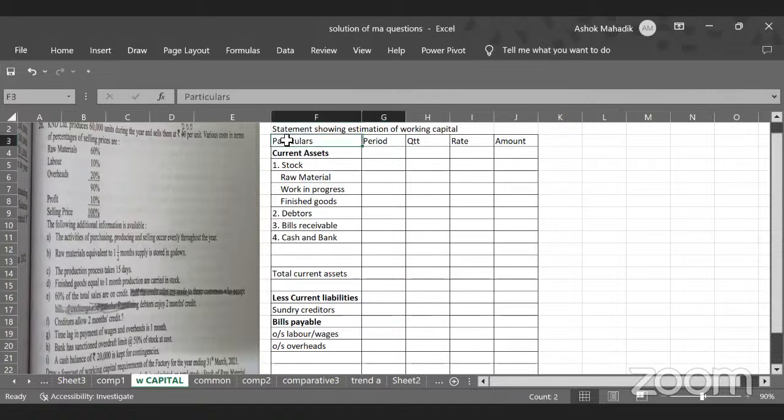Then in particulars, we can write down the following items of current assets like stock. Stock is a major item. Under that, we have raw material, WIP, and finished goods. Then we have debtors, bills receivable, and cash and bank. Then we take total of current assets. Then from that, we have to subtract current liability, which includes creditors, bills payable, outstanding labor or wages, and outstanding overheads. Clear? So this format is fixed. Now let us read the sum.